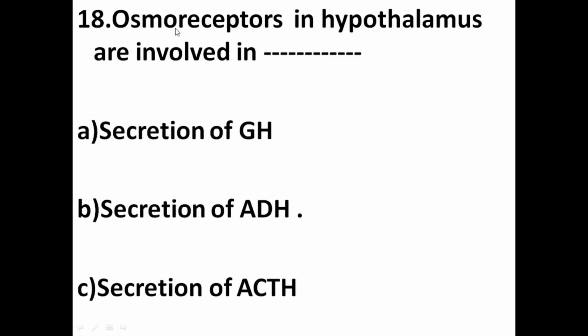18th one, osmoreceptors in hypothalamus are involved in option A, secretion of growth hormone. Option B, secretion of ADH. Option C, secretion of ACTH. Answer, option B, secretion of ADH.